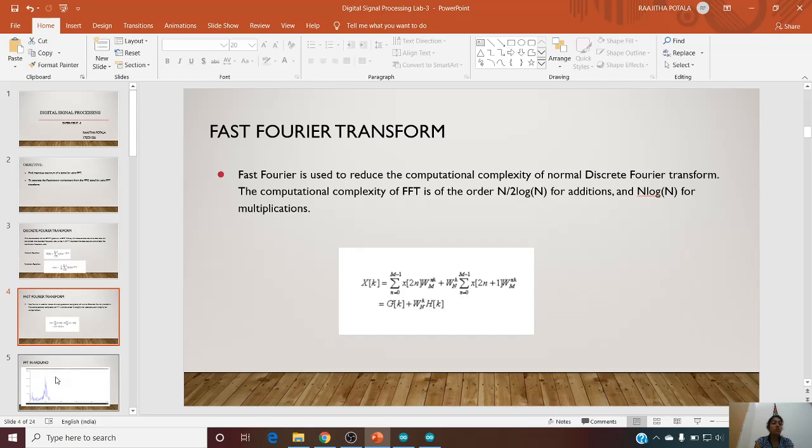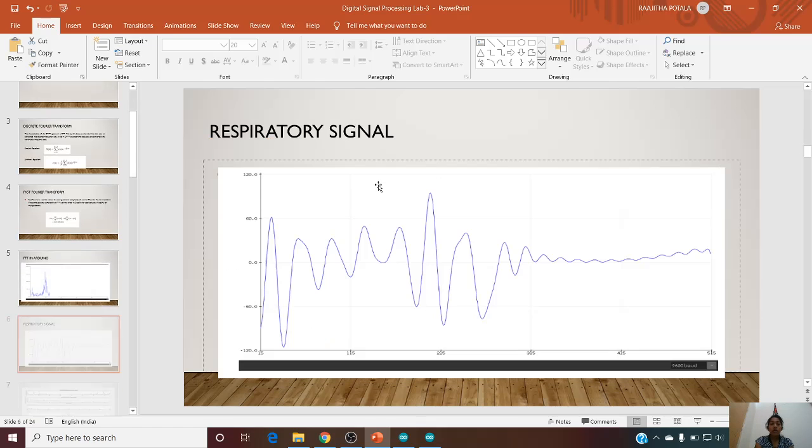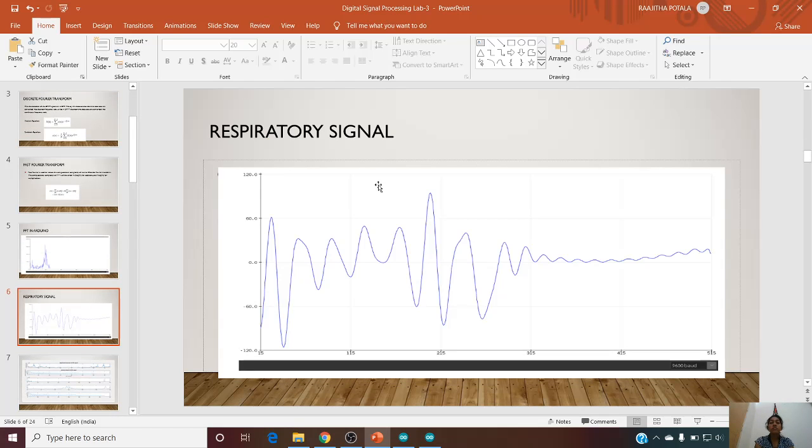Moving back, yeah, this is the Arduino FFT output. It will be like this, and the respiratory signal will be like this. Our respiratory signal is plotted by taking only the first 26 samples, and then doing a moving average and so on. After that, for calculating it, we take the first peak, and using that we calculate the pulse rate.